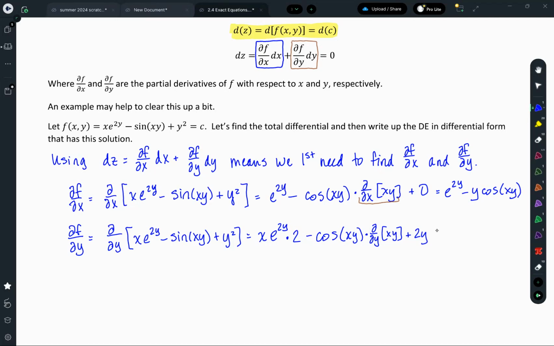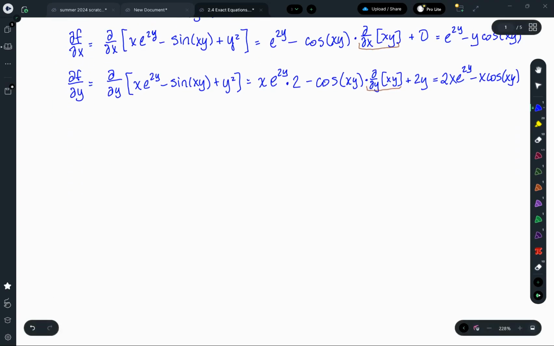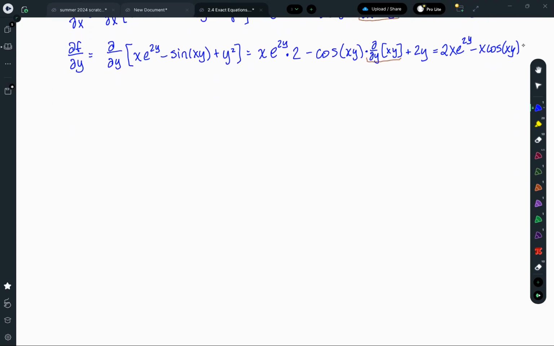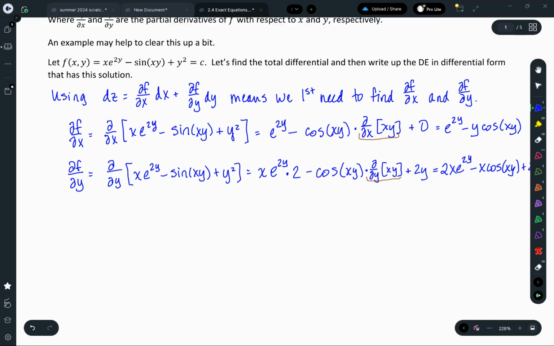And so when we're done, the first term becomes 2x e to the 2y. In the middle term, I still have a derivative to handle. The partial derivative with respect to y of xy would just be x. So my middle term becomes minus x cosine of xy. And then I have to fit this in here, plus 2y. Okay? All right, so those are my two pieces.